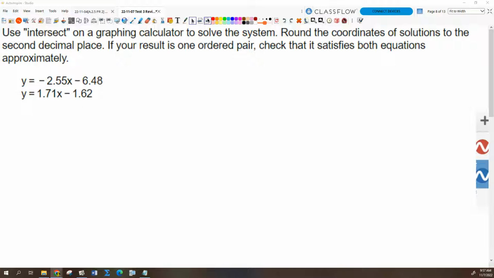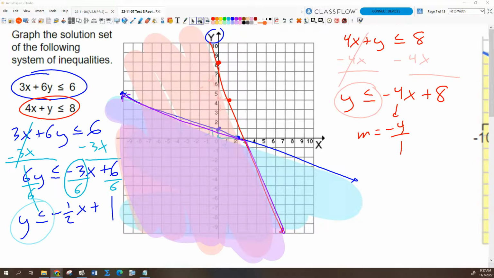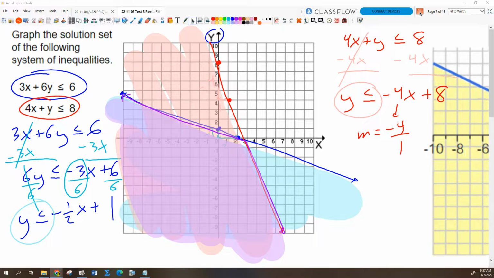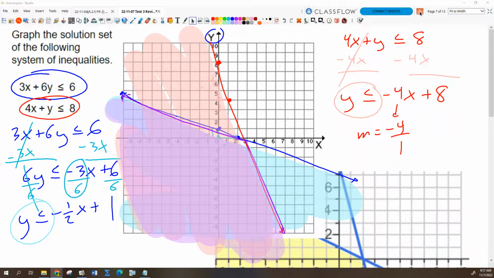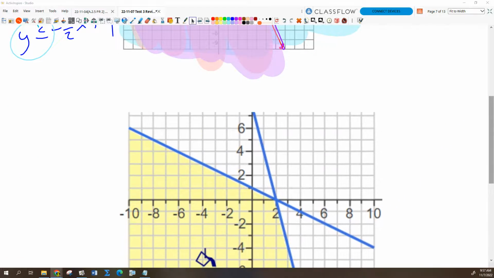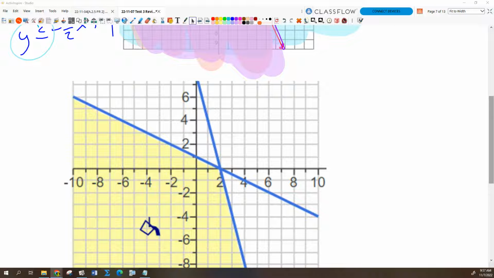Okay, so now we're on to the graphing. Oh, you know what I didn't do on that last one? So here's what this guy looks like then, right?